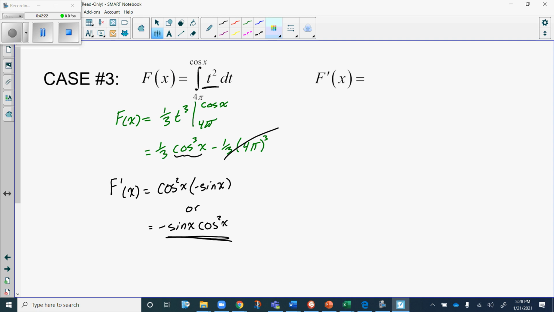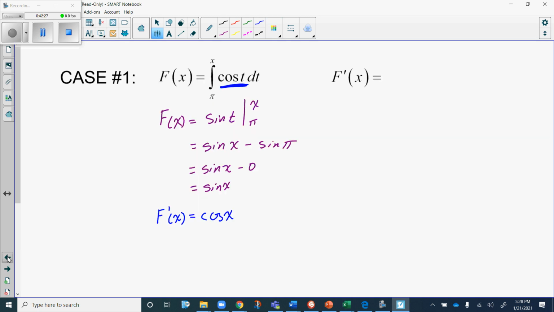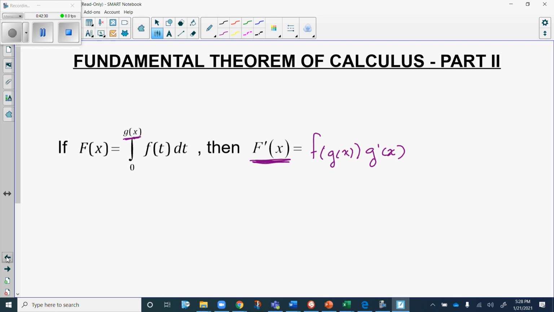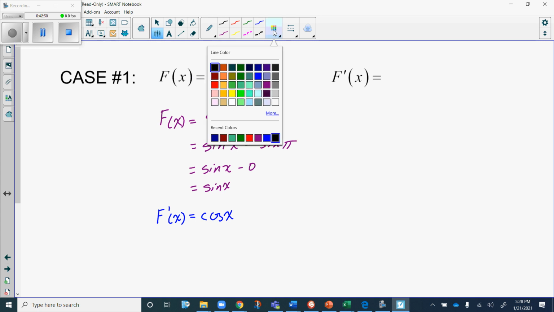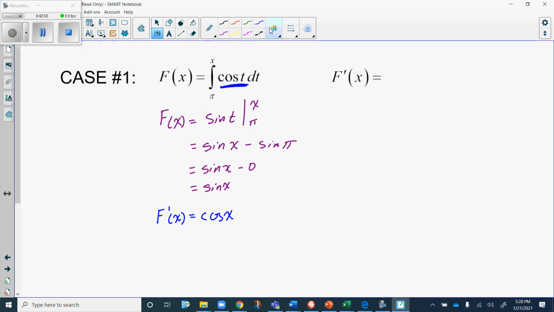So now I want to go back a little bit, and I want to say, okay, well, what are we looking at here? What do we really want? And this is where I want to reincorporate this expression. The derivative of the antiderivative is equal to the composition of f of g of x times the derivative of g of x. So now let's go back and let's reevaluate these same problems. And so here, I'll go back to the blue color, and I'm going to just write it down: f of g of x times g prime of x.